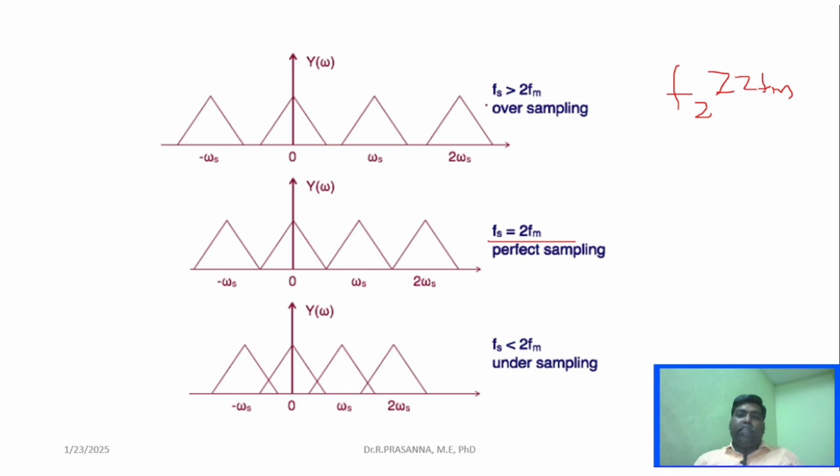Say for example, if it is greater than 2Fm, then it will be called oversampling, and this is perfect sampling where Fs is equal to 2Fm. But if Fs is lesser than 2Fm, then overlapping will take place, which we call aliasing, where a lot of distortions will take place. So in order to overcome the distortions, or in order to reduce the noise, the sampling has to be done very perfectly at Fs equal to 2Fm, right?